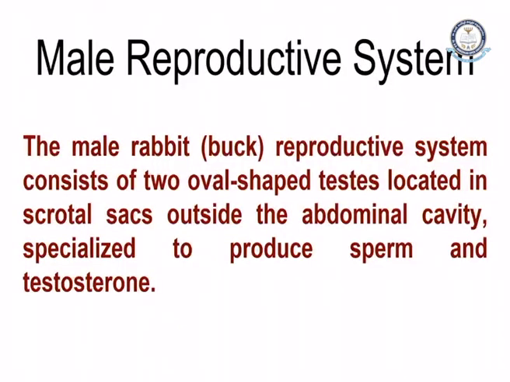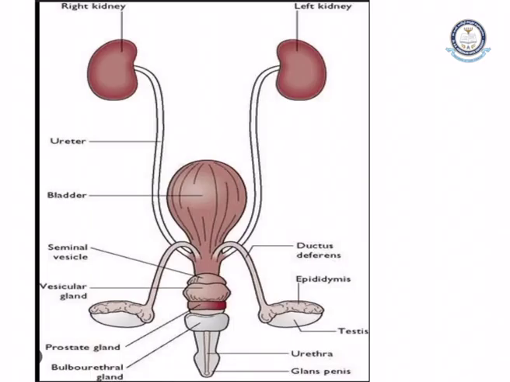Now coming to the reproductive system of the rabbit. The male reproductive system consists of two oval-shaped testes located in the scrotal sacs. These scrotal sacs are outside the abdominal cavity, and are specialized to produce sperms and testosterone. This is the structure of the male reproductive system, where we find the testes and scrotal sacs.